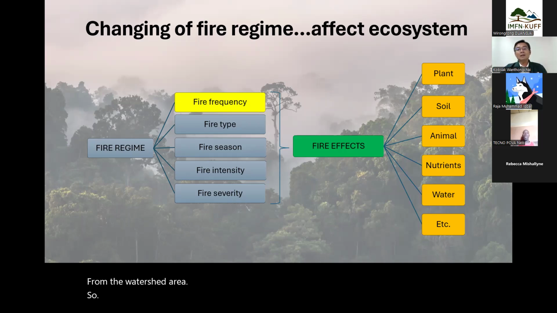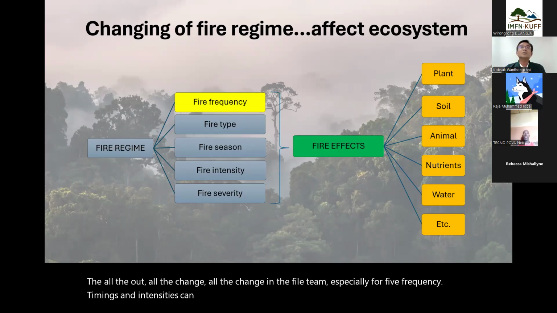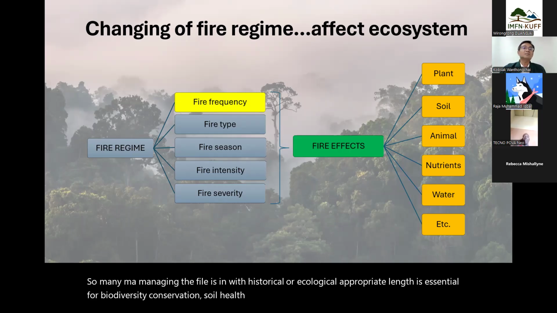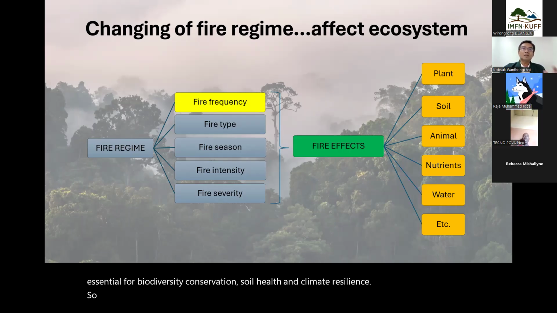So all the changes in the fire regime, especially fire frequency, timing, and intensity, can profoundly disrupt the ecological balance. Managing the fire regime within historically or ecologically appropriate limits is essential for biodiversity conservation, soil health, and climate resilience. So the fire regime is very important. And remember that the most important thing for the fire regime is fire frequency.